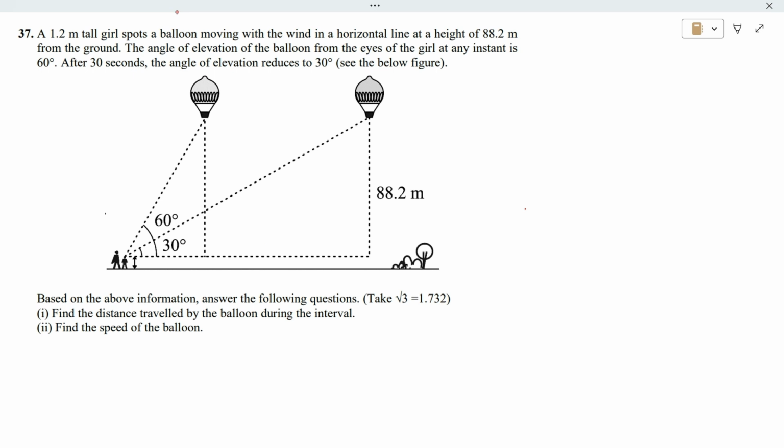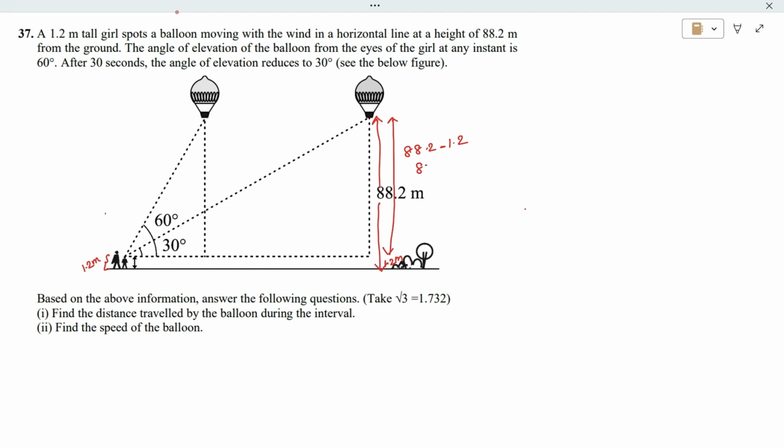Let's move on to question number 37. A 1.2 meter tall girl spots a balloon moving with the wind in a horizontal line at a height of 88.2 meters from the ground. So from the ground, in the sense the height of the balloon with respect to the ground, okay, the base is 88.2, and they said the girl is 1.2 meters tall. So then what will be the height of the balloon with respect to this horizontal line? I want this, right? So it is 88.2 minus 1.2. So I'm just subtracting 1.2 meters.